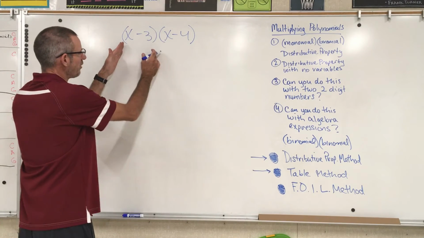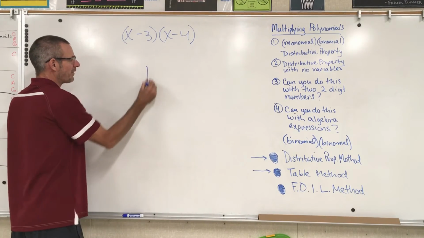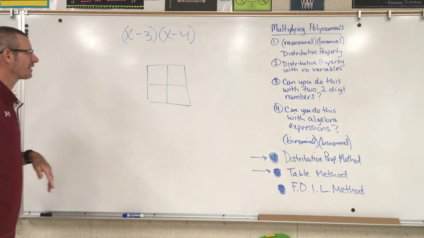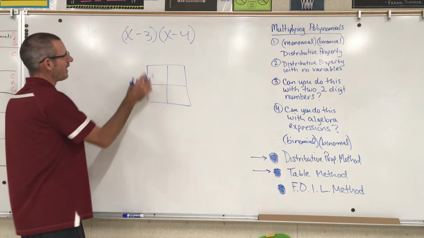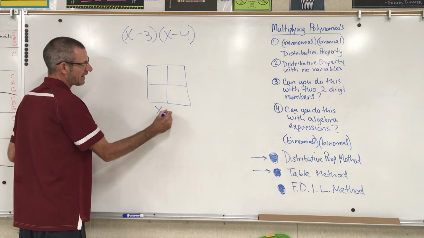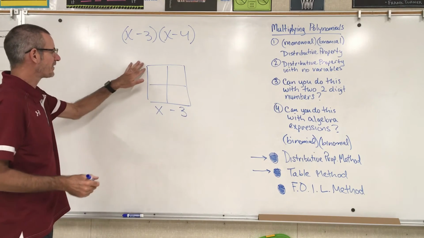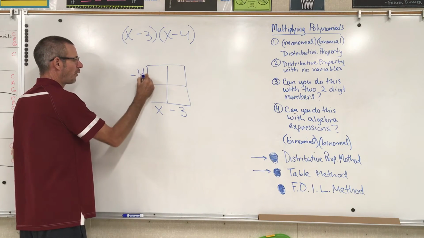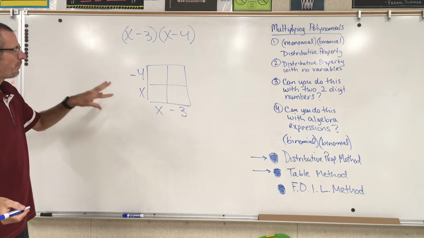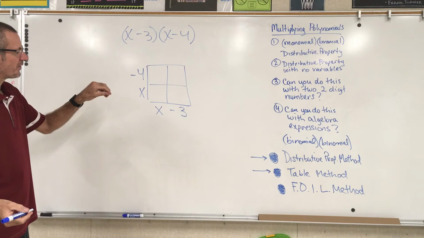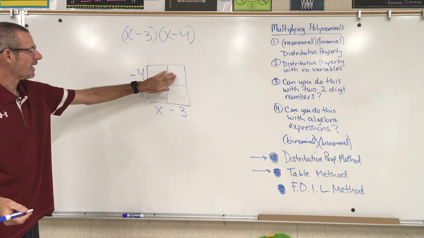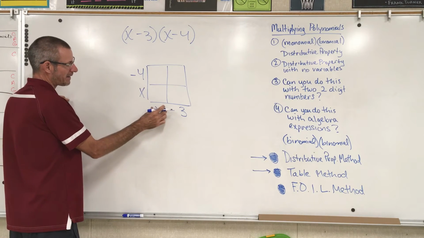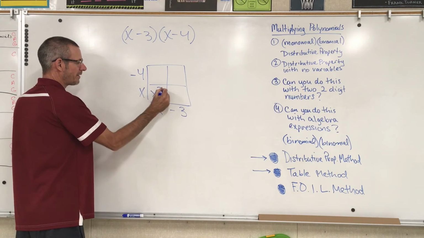So since we have a binomial and another binomial, the table that we're going to make is going to be a 2 by 2 table. So our table is going to look like that. And on the bottom, we have enough space for this binomial, x minus 3. And on the side, we have enough space for this binomial, x minus 4. So now we're going to put each of our answers in these boxes, right? So we have an x multiplied times an x is an x squared.